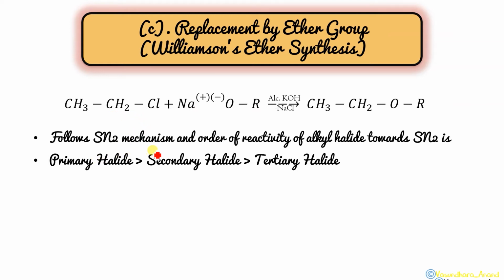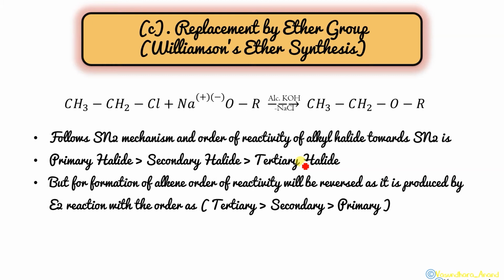This follows the SN2 mechanism, and the order of reactivity of alkyl halides towards SN2 will be: primary halide fastest, secondary halide less than that, and tertiary halide least because of steric hindrance. Carbocation formation will take place over there because it is more stable, and that will lead to the formation of alkene. But for formation of alkene, the order of reactivity will be reversed, as it is produced by E2 reaction. What are E2 and E1? That I'm going to tell you. Don't worry about that.